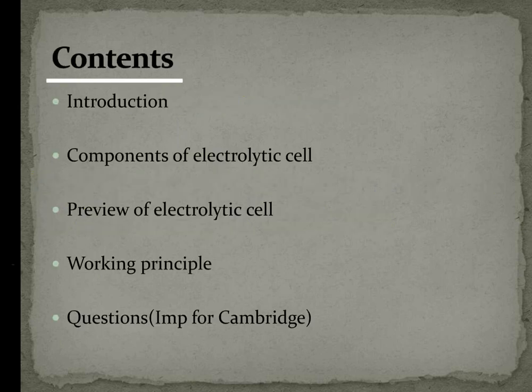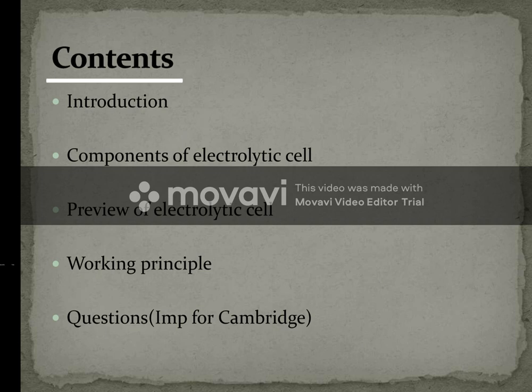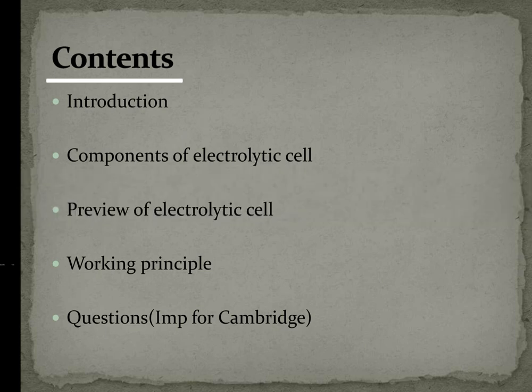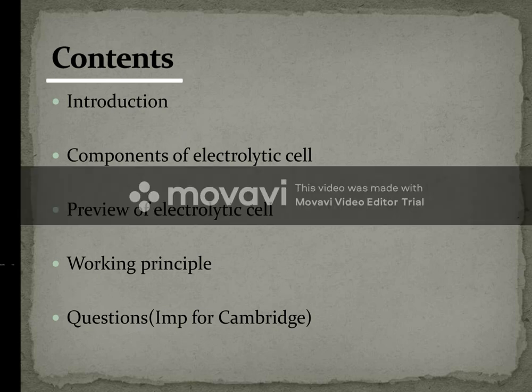So, class, the topic is electrolysis. This topic is very interesting as well as very important from the chemistry point of view. First of all, what is the content which we will discuss today? The content consists of introduction, components of the electrolytic cell, preview of the electrolytic cell, the working principle, and then at the last we will discuss the important questions which are very important from the chemistry point of view.